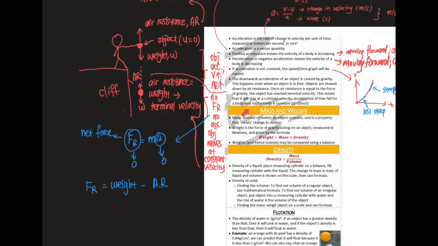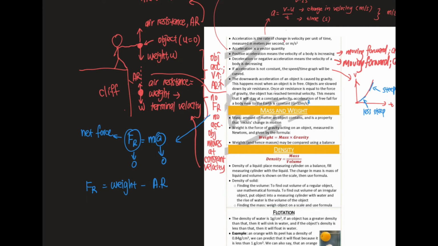Acceleration of free fall for a body near to the earth is constant, where g is 10 meter per second square. Per second square, there's supposed to be a square there. Even just now, meter per second square was left out also. So here, the square is left out also. So this g equals 10 meter per second square.